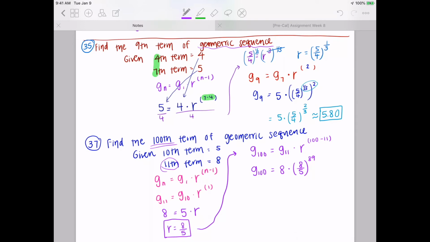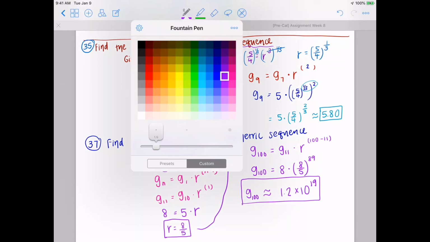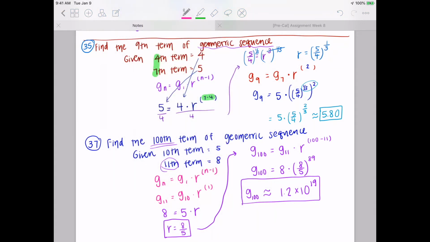Then you can put all of this in the calculator. Your G sub 100 is going to be about 1.2 times 10 to the 19. The reason why I put it in decimal format is because this is one of the calculator questions. And this one too, calculator question.